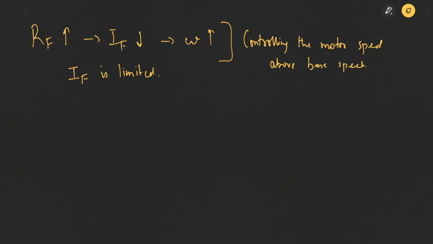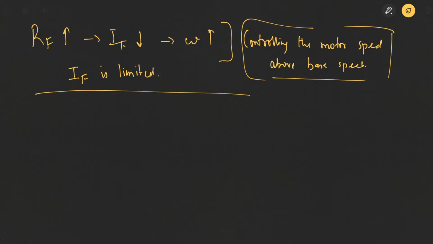There will be practically no limit to decreasing IF. The only thing is what the motor can physically handle, what the mechanical bearings of the motor will be able to handle. Accordingly we can decide how much speed we can go up to by the field control strategy.